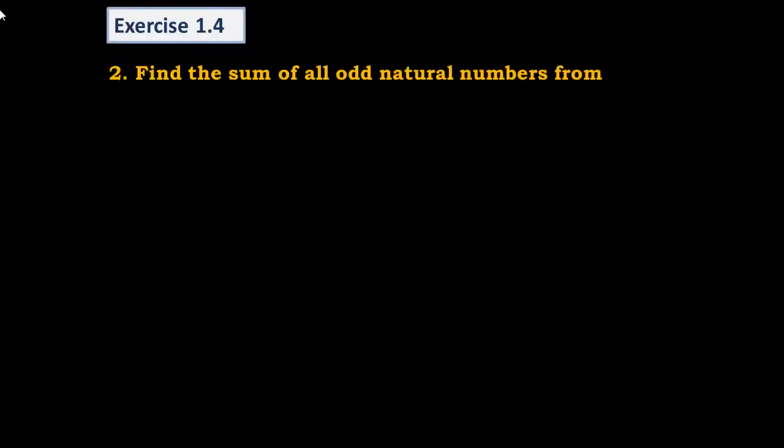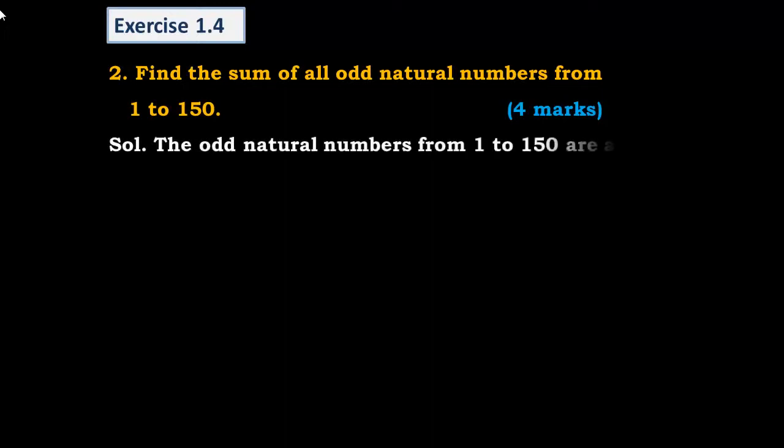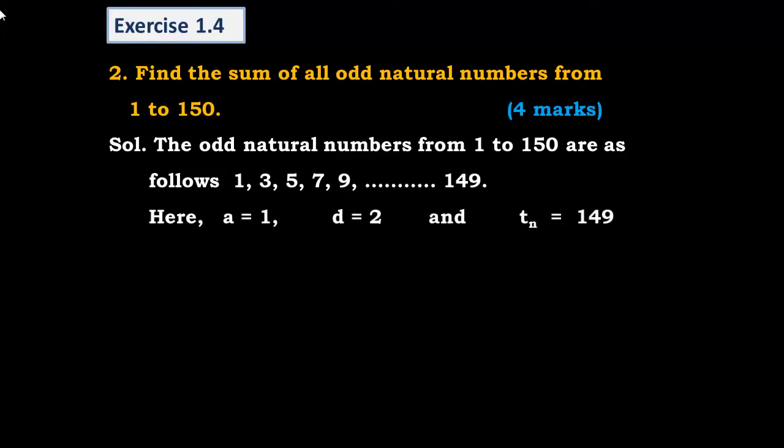Find the sum of all odd natural numbers from 1 to 150. Now see, the odd natural numbers from 1 to 150. The first number is 1, so we have 1, 3, 5, 7, 9 like this. The last number will be 149. So we can write the first term a is equal to 1, the difference d is equal to 2, and Tn, the last term, will be 149.